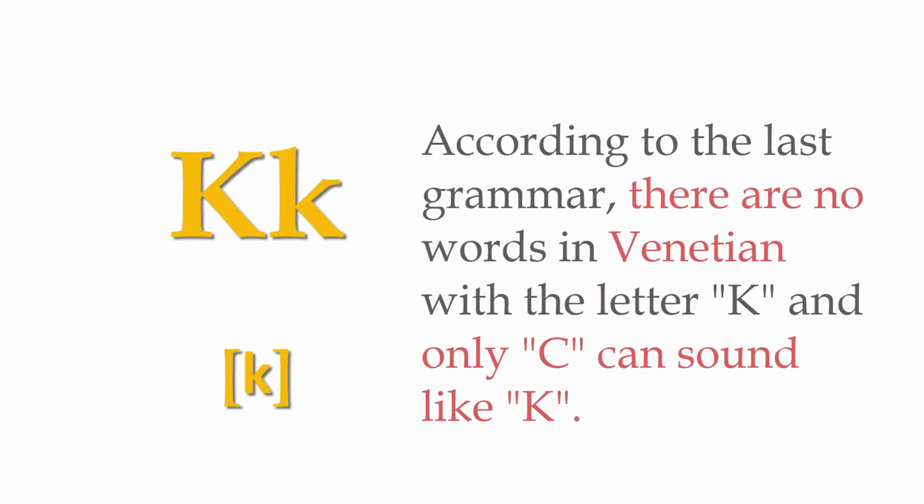Kappa. According to the last grammar, there are no words in Venetian with the letter K, and only C can sound like K.